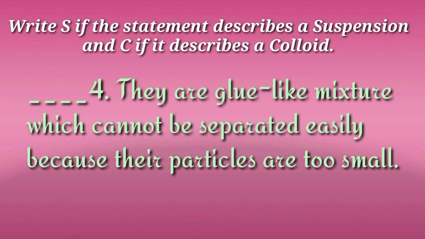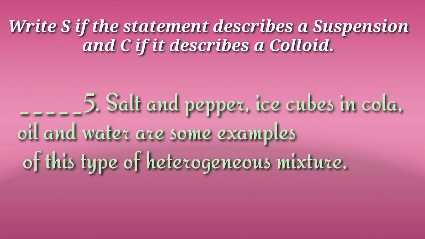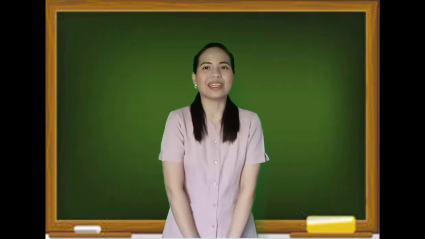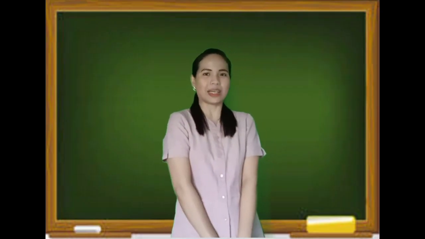The answer is C. And 5, salt and pepper, ice cubes in a cola, and oil and water are some examples of this type of heterogeneous mixture. The answer is S. Now, let's remember the following concepts.